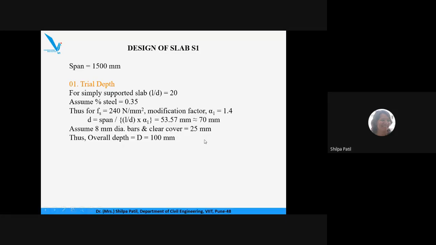Ma'am, can we take depth as 60? You can take depth as 60. In that case, 60 plus 29, you will get approximately 90 mm as overall depth. No problem. But practically, erecting the formwork of 90 mm depth and erecting a formwork of 100 mm depth, that 10 mm difference normally does not matter.